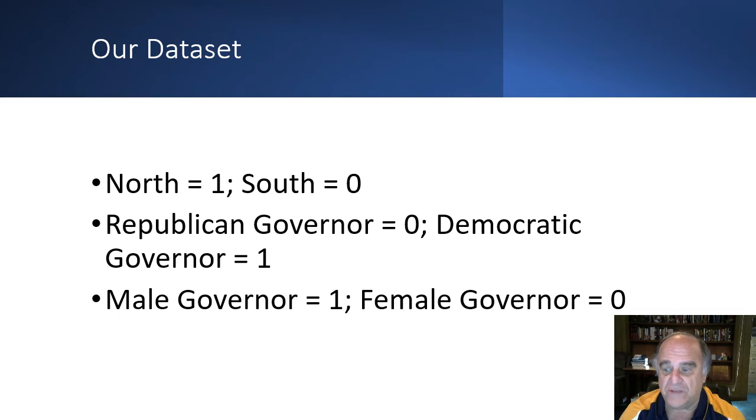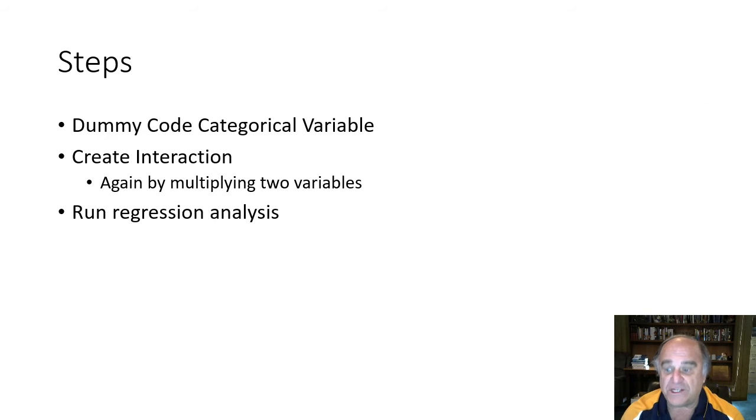But we did do these dummy codings. All right. So anyway, our steps to do this in SPSS is that first we have to create our dummy coded categorical variable. Once we do that, we then have to create an interaction between the dummy coded categorical variable and the continuous variable. We can do that again by multiplying the two variables together. It's a simple multiplication to compute a new variable.